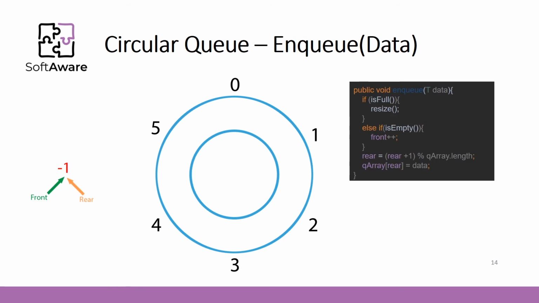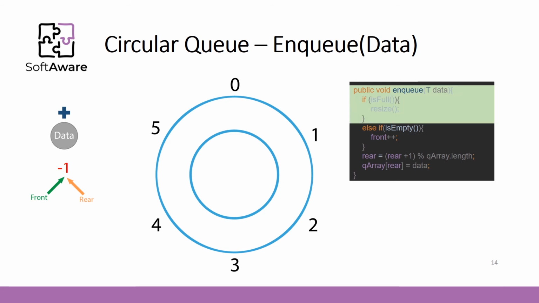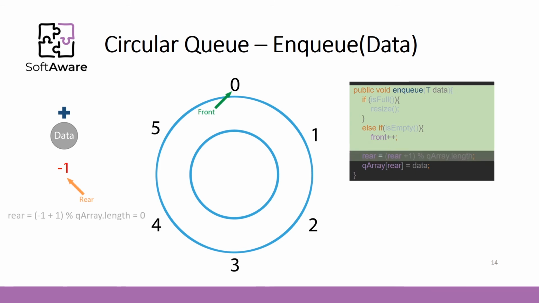In enqueue, we create data with defined type and check if our array is full. In this case, our array is not full, so we proceed further. At the second statement, we see that our queue is empty, so we increment our front by 1. Further on, we set our rear index with a simple formula of rear plus 1 divided by queue array's length and get the remainder as a new rear value.